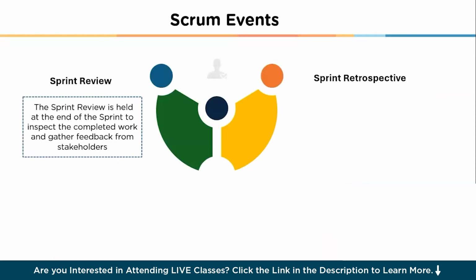Next we have what is called sprint review. So guys, sprint review is held at the end of the sprint to inspect the completed work and gather feedback from stakeholders. The team demonstrates the product increment, highlighting what was accomplished during the sprint.